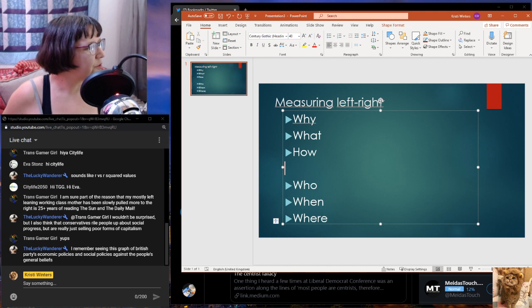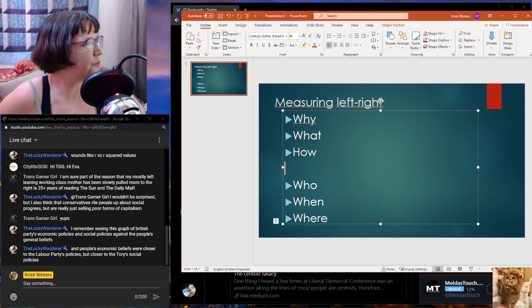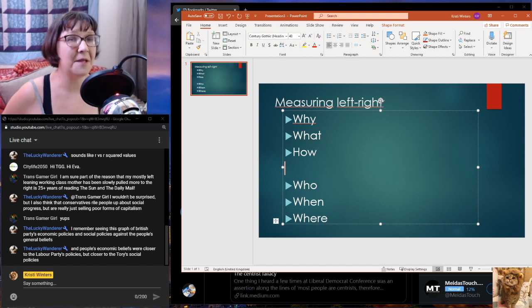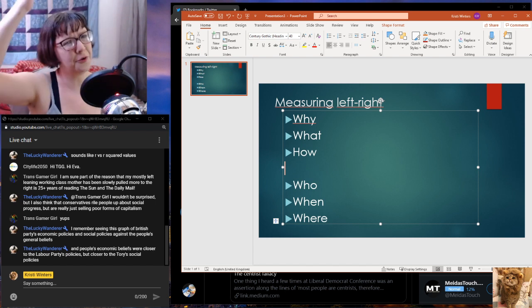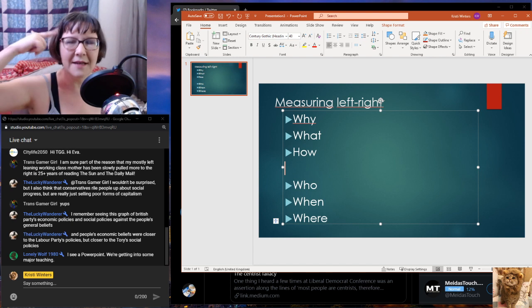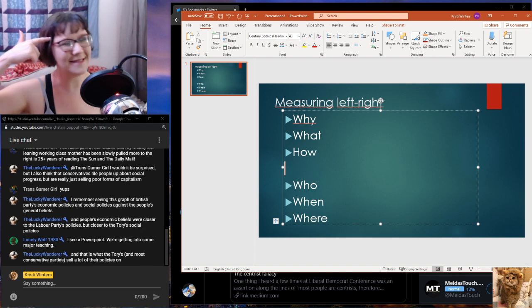Conservatives rile people about social progress. They're selling poor forms of capitalism. I remember seeing this graph of British party economic policies and social policies against people's general beliefs, and people's economic beliefs were closer to the Labour Party policies, but closer to the Tories' social policies. Yeah, people are complicated, and people often hold contradictory beliefs within the same ideology. I'm pro-life, but I'm also pro-death penalty. And in their mind, that makes sense, but you're like, but it doesn't.